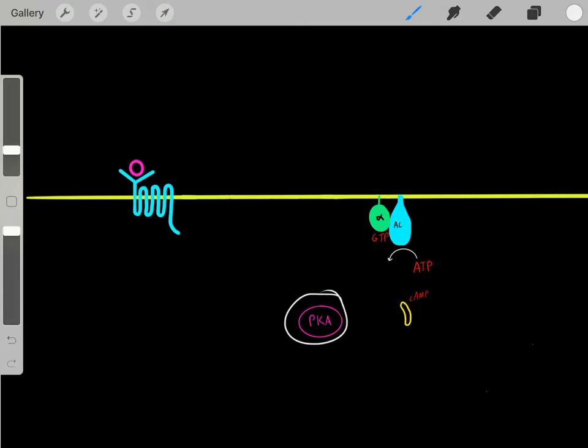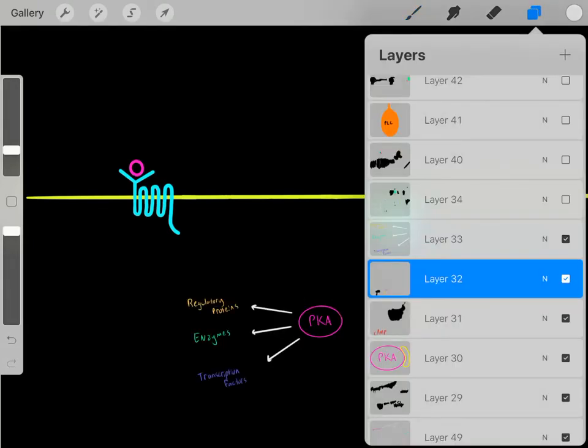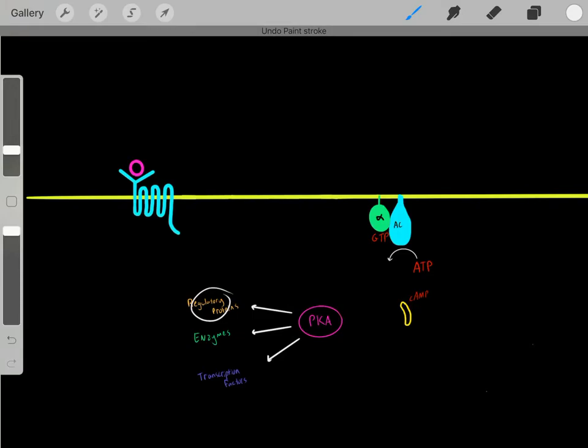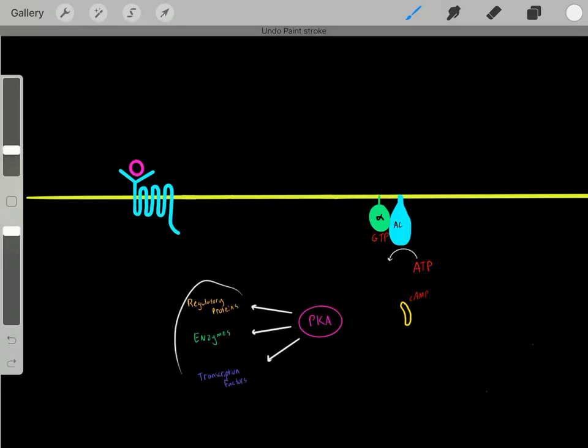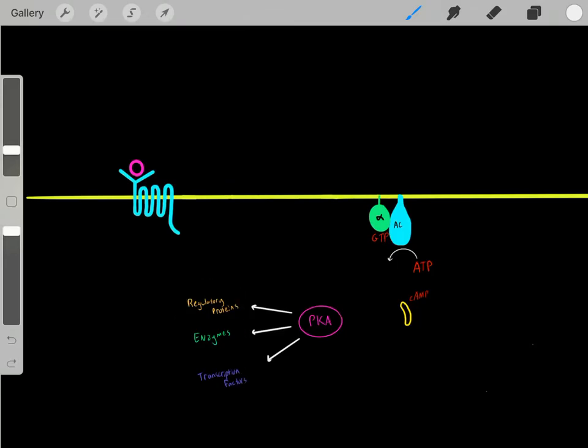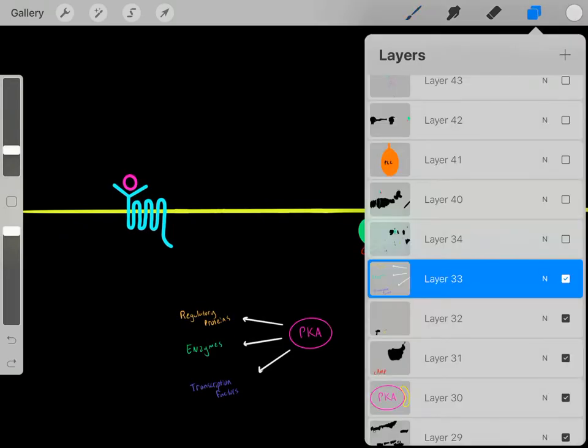So now that it's activated, it can act as a kinase. It can phosphorylate regulatory proteins, enzymes, or transcription factors, either activating or inactivating these regulatory proteins, enzymes, and transcription factors. But the point is, it will cause these real, substantial cellular changes within the cell.